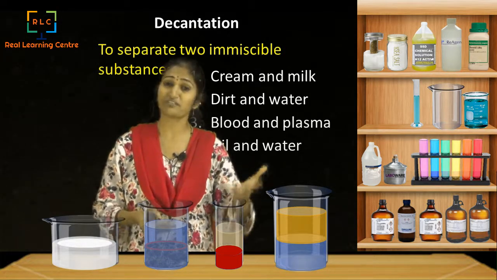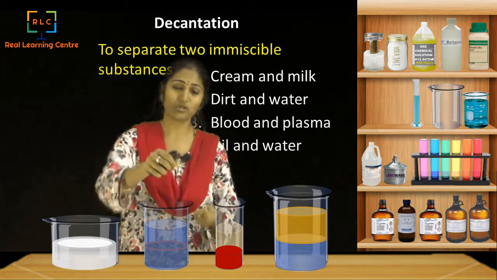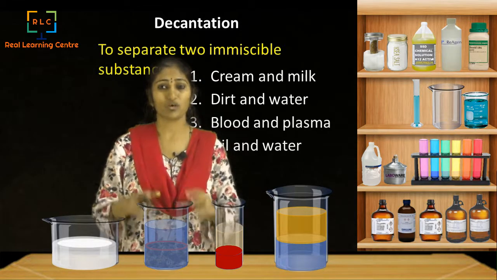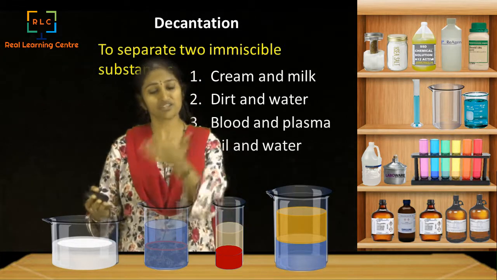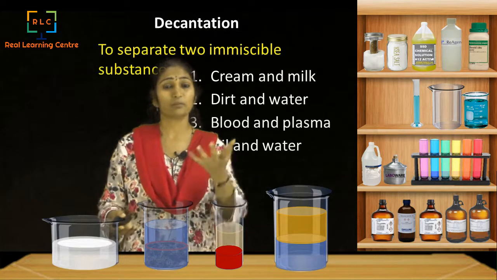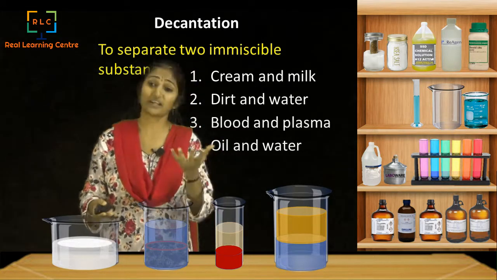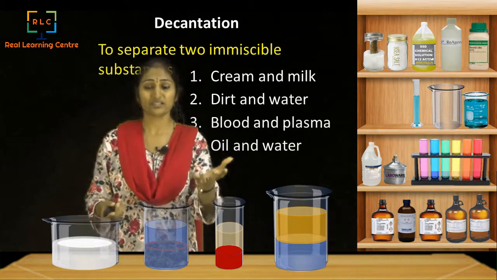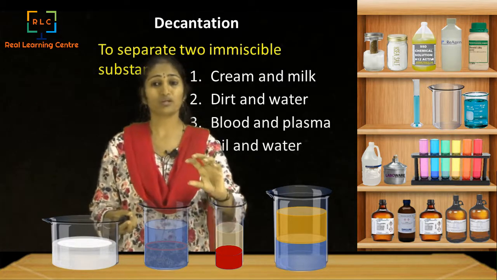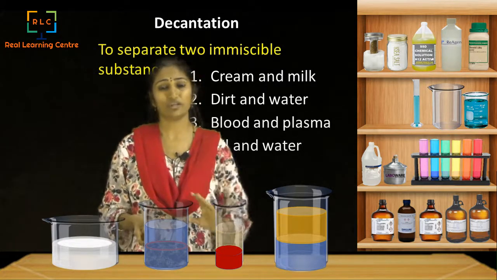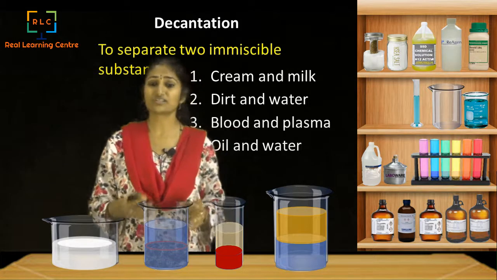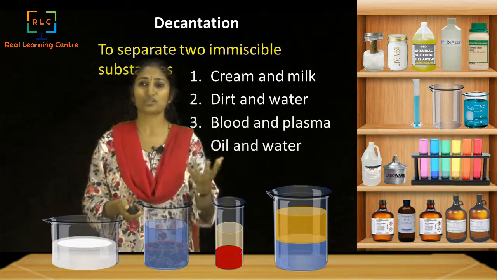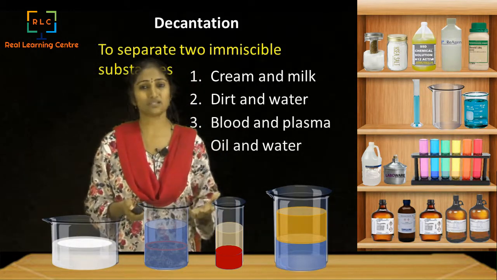Okay, milk is heavier than the cream, so when I pour it, milk comes out first. Water and dirt is heavier, so it settles down. Blood and plasma, blood cells are heavier than the plasma. In a similar way, you see, water is denser than oil. So decantation is a very simple process to separate 2 immiscible substances.